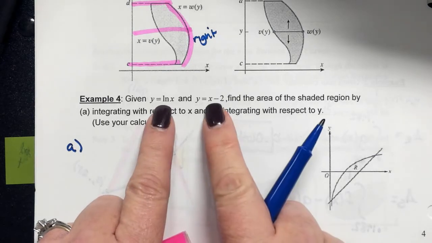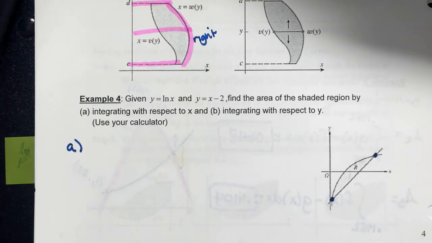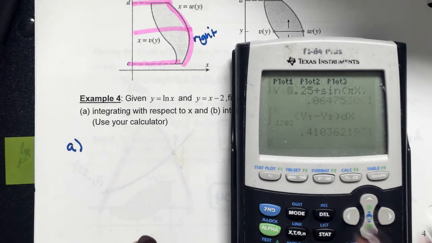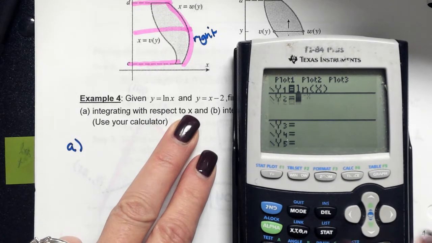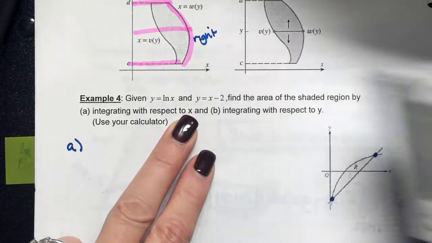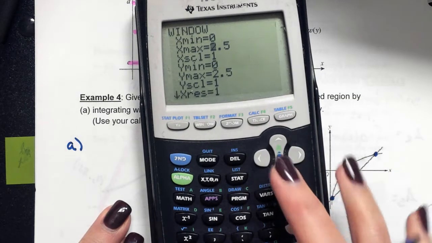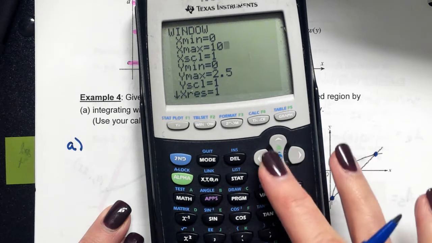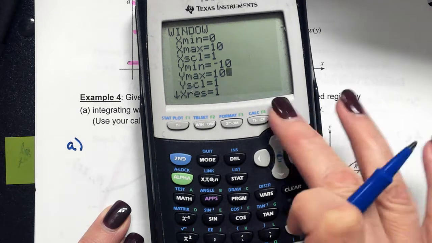So we've already got the equations in the form of y equals. What we have to do first is find our points of intersection. This is a calculator question, so I'm going to go to my calculator, go to y equals, type in ln of x under y1, and type in x minus 2 under y2. Notice that I'm no longer just in the first quadrant, so I'm going to change my window. I'm going to make my x min 0 to 10, and negative 10 to 10 for my y min and y max.